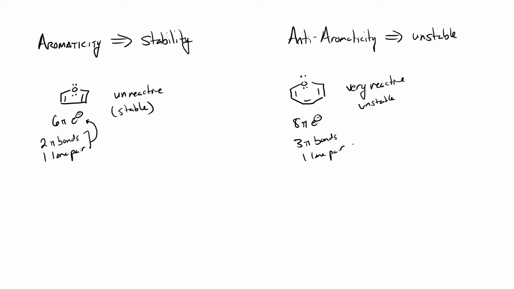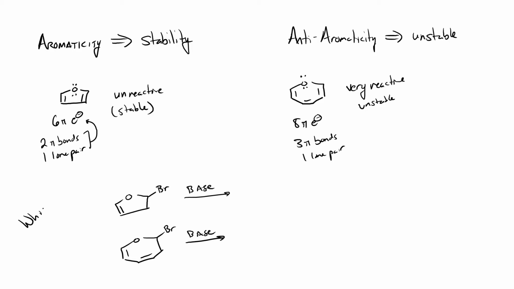Okay, so how do we use this information? Let's say that we have a compound. An example type of question you might see is if you have this compound and you treat it with a base, and you have this compound and you treat it with a base, right? Which reaction is more likely to occur?